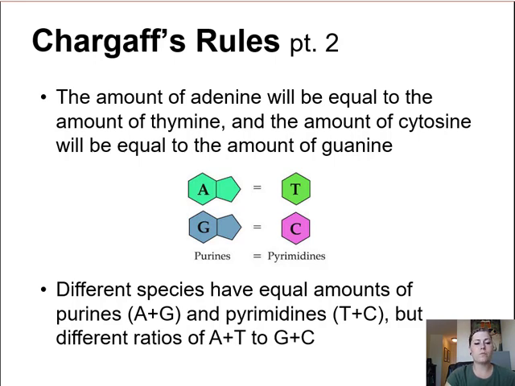So then the fourth rule was that different species will have equal amounts of purines, the adenine and guanine, and equal amounts of pyrimidines, thymine and cytosine. But they'll have different ratios of the adenine to thymine and the guanine to cytosine.